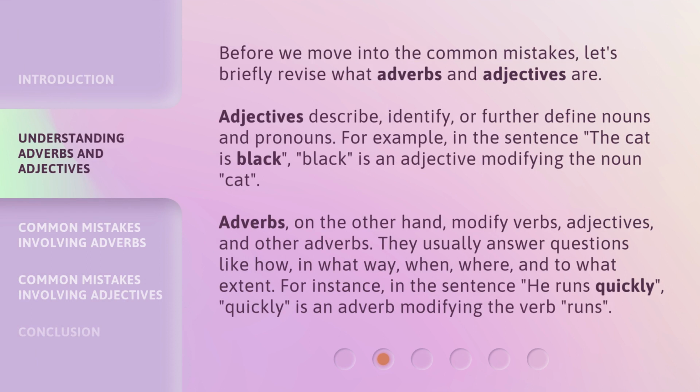Before we move into the common mistakes, let's briefly revise what adverbs and adjectives are. Adjectives describe, identify, or further define nouns and pronouns. For example, in the sentence, "The cat is black," black is an adjective modifying the noun, cat. Adverbs, on the other hand, modify verbs, adjectives, and other adverbs. They usually answer questions like how, in what way, when, where, and to what extent. For instance, in the sentence, "He runs quickly," quickly is an adverb modifying the verb, runs.